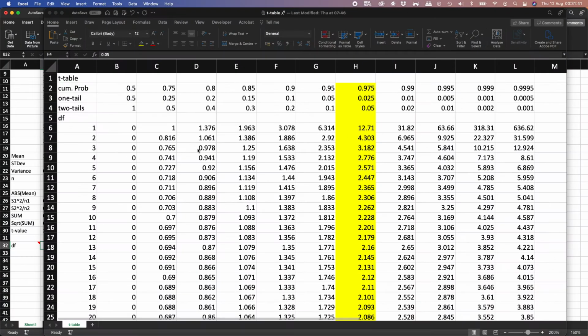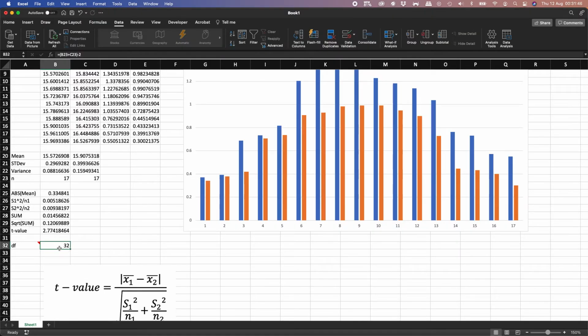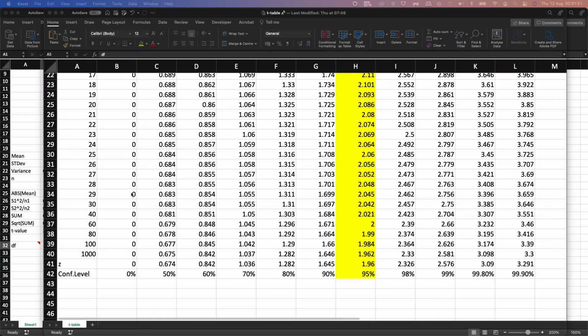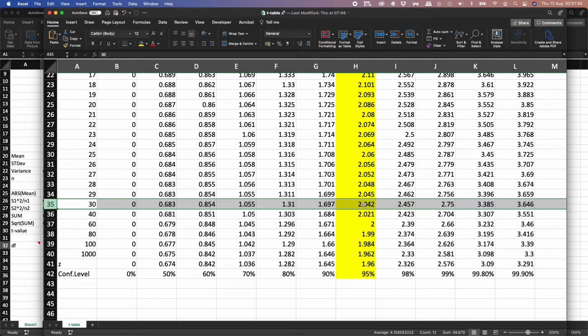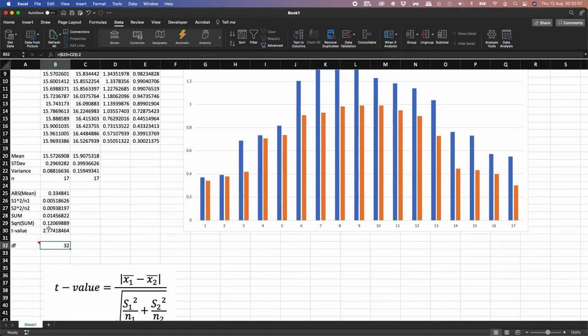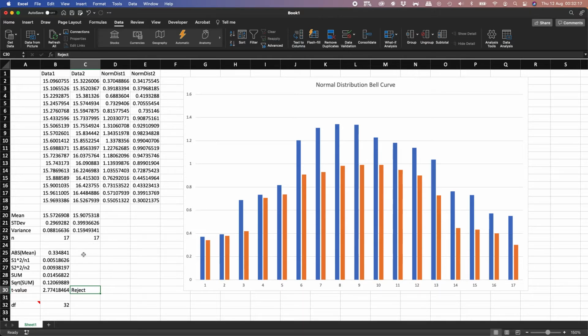We go to our t-table, and right here it says degrees of freedom. We go down to the number below 32, because there's no 32 in the table. There's a 30, so we take 30. We don't take the higher one, we take the lower one. It says that it has to be 2.042 or below to be significantly similar. In this case we get 2.77, which means that we are going to reject our null hypothesis, that both of them are significantly different.